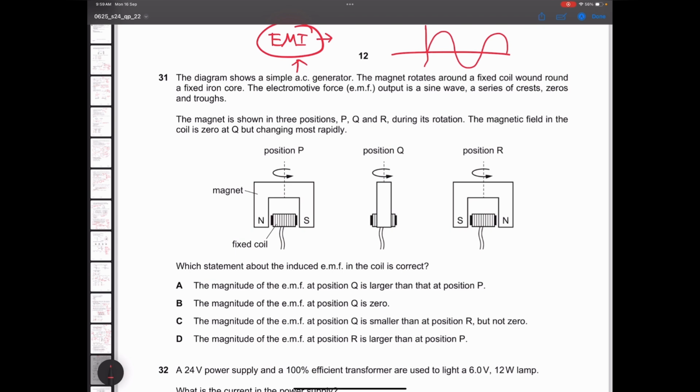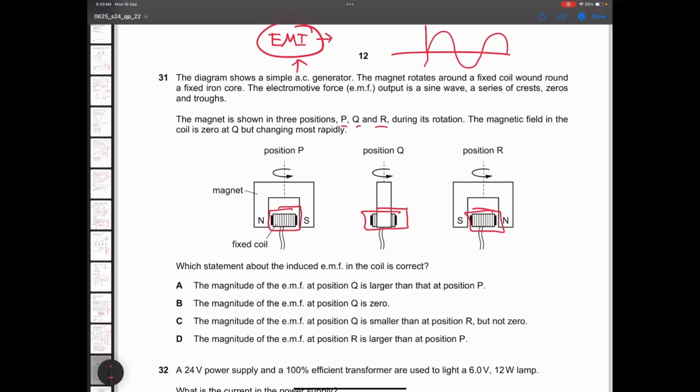Just like the question we did earlier, that is a sine wave as well. Crests are there, troughs are there, zeros are there. All right. We are aware about this. Now they're showing you 3 positions of the magnet. The coil is the same. See, the coil is like this. Here it is also like this. Here it is also like this. They're asking that we have arranged it in 3 positions, P, Q and R. You have to tell which statement about the induced EMF is correct.